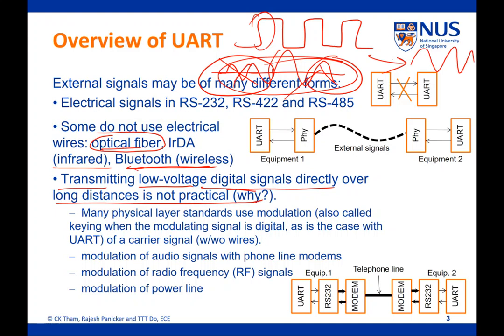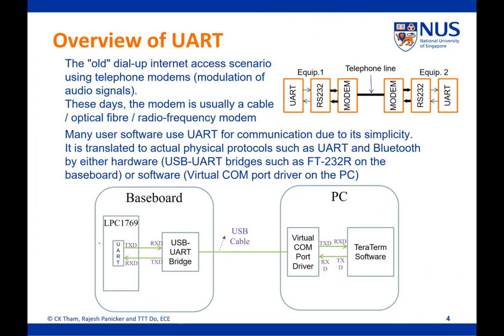But when you receive it, it doesn't look like a digital signal anymore, right? You might not be able to discriminate clearly whether this is a 1 or a 0, which is not very good. And that's why you do not transmit signals over long distances in purely digital form. So many physical layer standards use some kind of modulation, which is also called keying when the modulating signal is digital, modulation of a carrier signal.